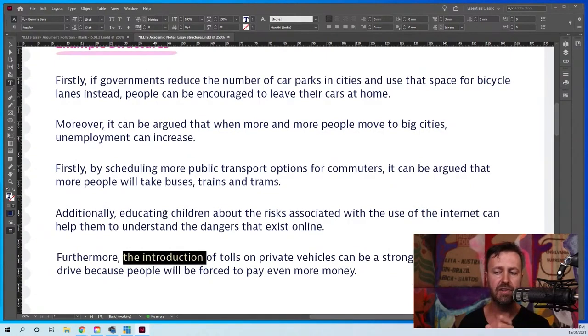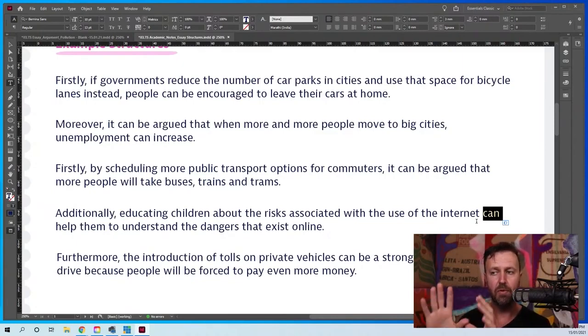So we've got here, additionally, let's say, educating children about the risks associated with the use of the internet can help them to understand the dangers that exist online. The key thing here is if you start the sentence with an -ing verb, you would use a modal verb, can, later on. There is no comma in this sentence. This is a way to introduce an argument that supports your position. All of these 5 structures will help you do that.